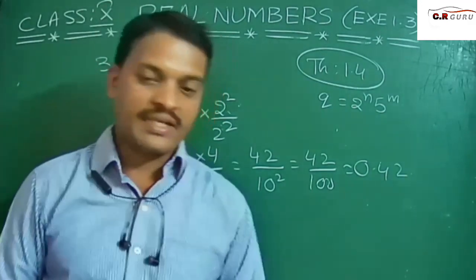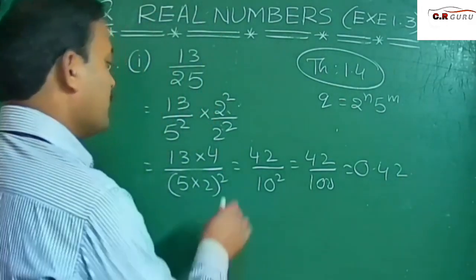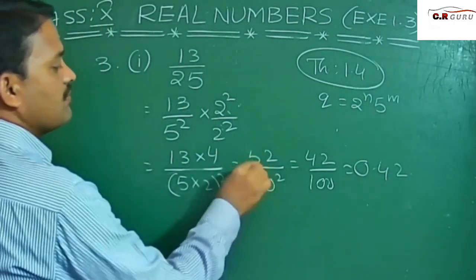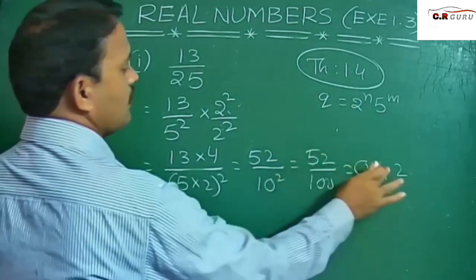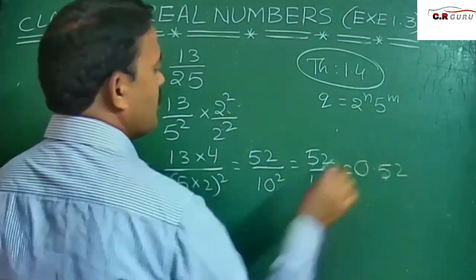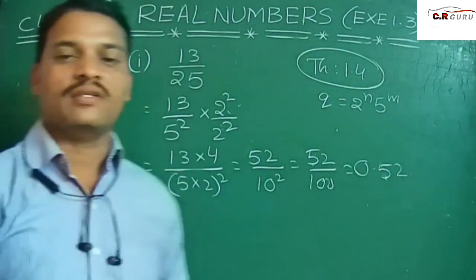13 fours are 52, so we get 52 by 100, which is 0.52. So this is about the first sum.